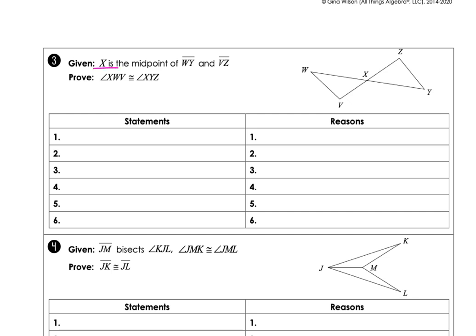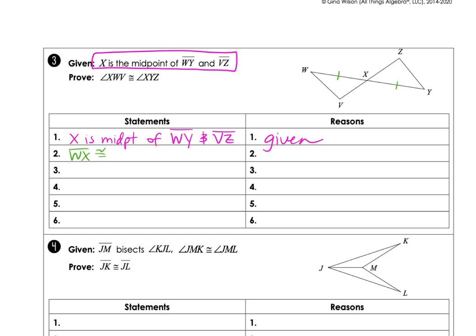So number 1, it says X is the midpoint of two segments, WY and VZ, okay? That's your given. Okay, now that should lead you to something. Definition of midpoint. What can you say that is by the definition of midpoint? Can I say XY? Wait, no, WX. Uh-huh. WX is congruent to YX by definition of a midpoint.